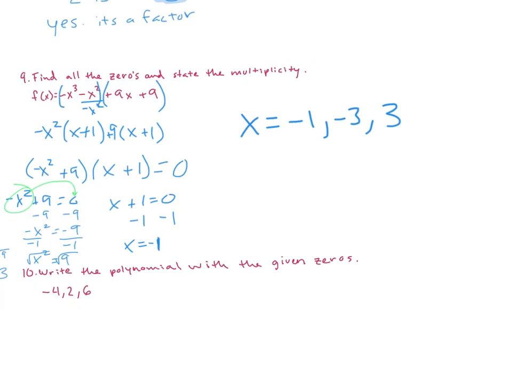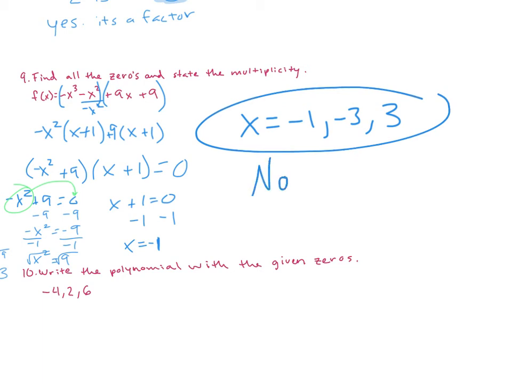Do we have any multiplicity here? Is anything repeating? The 3. No, the 3 is not repeating because one of them is positive and one of them is negative. So they're technically two different numbers. So we have no multiplicity here. Even though it's a plus or minus 3, that's a positive 3 and a negative 3, two different numbers. So we have no multiplicity.